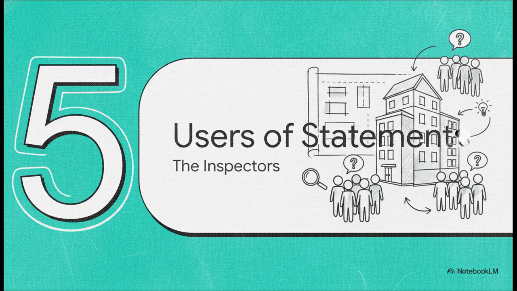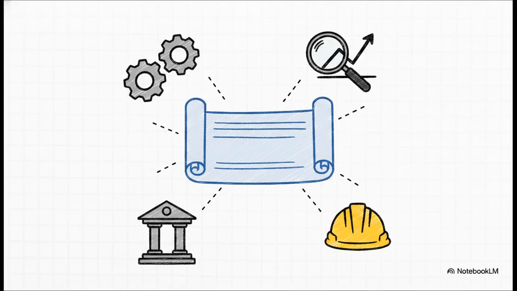Section 5. Who uses financial statements? The inspectors. It's a fiercely diverse group of inspectors out there, and they are all dissecting the exact same document for completely different reasons. Investors are hunting for intrinsic value and earnings per share. Trade unions and employees, they're weaponizing those exact same profit numbers to negotiate wage hikes and bonuses.